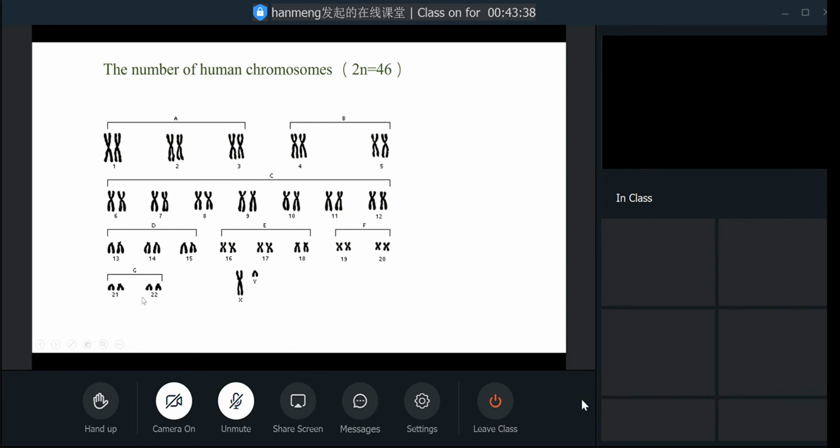And here you should pay attention. Here, the 21 chromosome is the smallest autosome in human beings. It's not the 22, it is the 21 chromosome that is the smallest autosome in human beings.